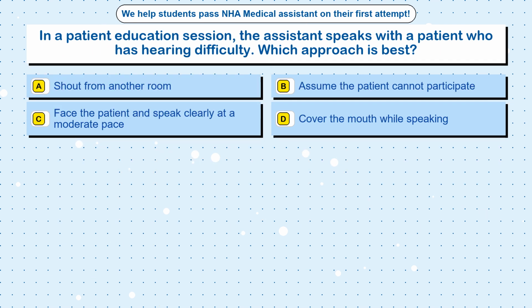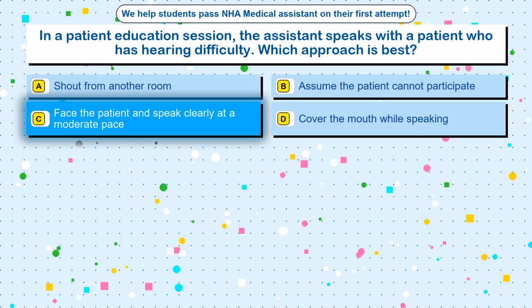Question 24. In a patient education session, the assistant speaks with a patient who has hearing difficulty. Which approach is best? Option A, shout from another room. Option B, assume the patient cannot participate. Option C, face the patient and speak clearly at a moderate pace. Option D, cover the mouth while speaking. The correct answer is option C, face the patient and speak clearly at a moderate pace.